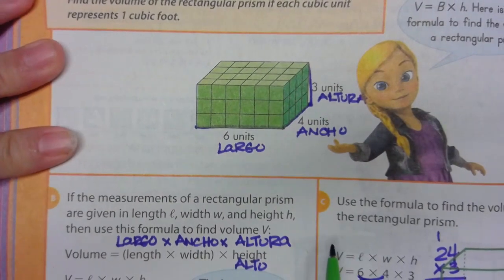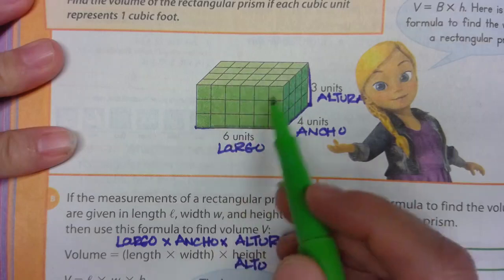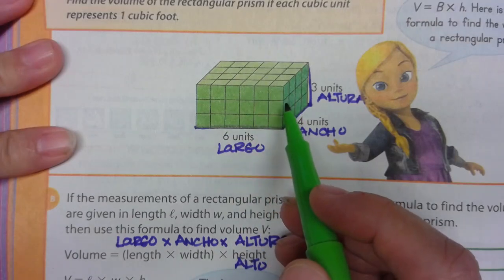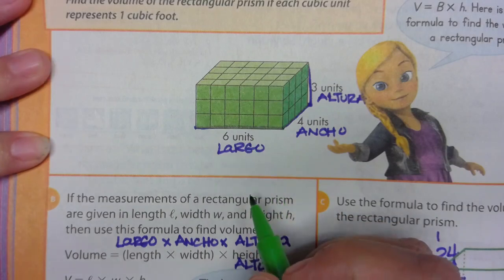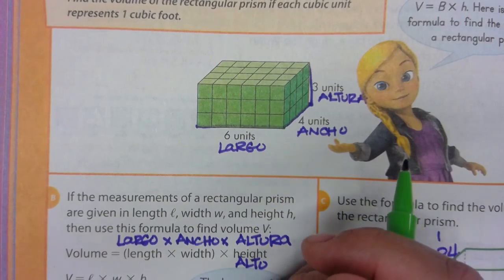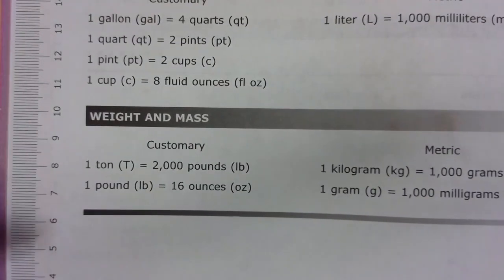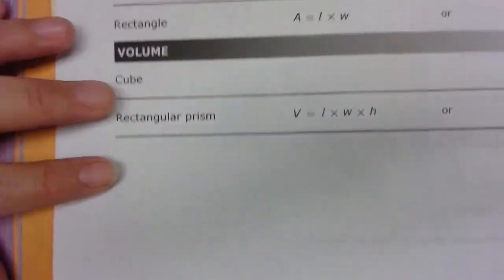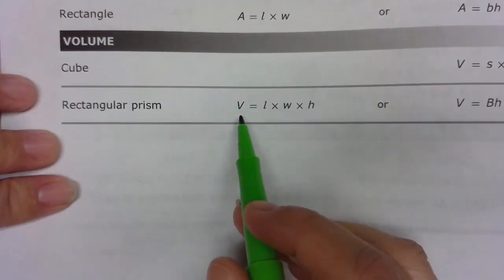Remember when you're finding volume, basically you're counting how many of these little cubes are inside your rectangular prism. Instead of counting them one by one, we can follow a formula like I told you earlier. The formula that you're going to follow is on your math chart. Here it is right here. For a rectangular prism, this is the formula you're going to follow.